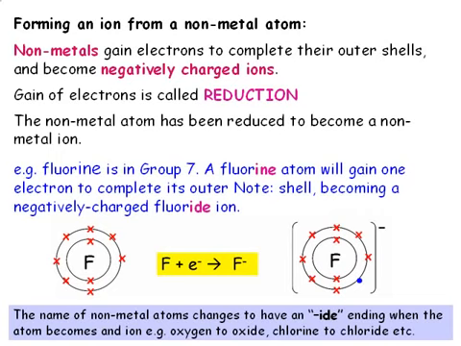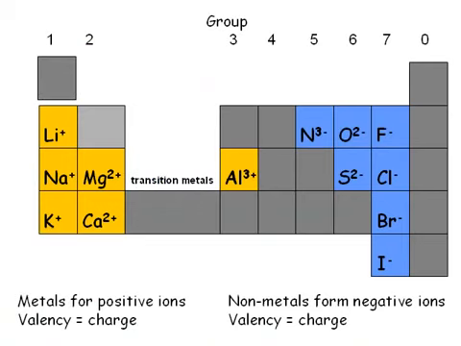Here's a fluorine atom with its 7 outer shell electrons. Once it's taken an extra electron, it becomes a fluoride ion. Notice that it undergoes a name change, getting an "ide" ending to show that it's a negative ion. This doesn't happen with positive ions. Having gained an extra negatively charged electron, the outer shell is full, and the fluoride ion has an overall charge of 1-. Again, the number of the charge is the same as the valency.